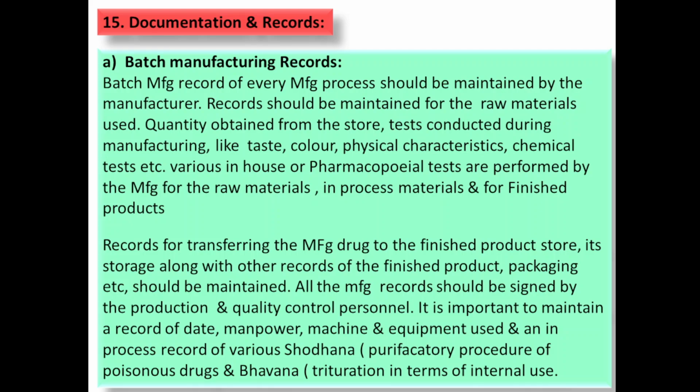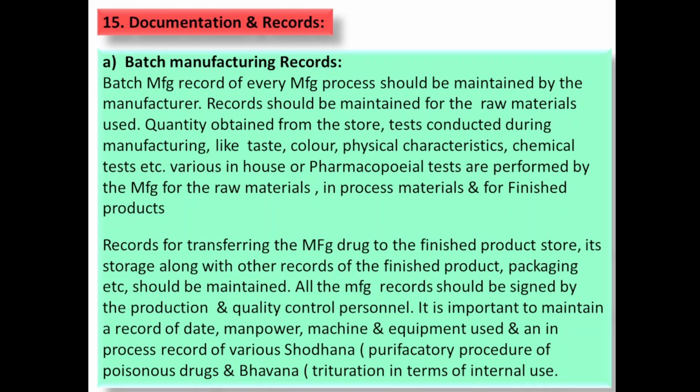Store and tests conducted during manufacturing, like taste, color, physical characteristics, and chemical tests which are performed, all the records should be maintained. Various in-house or pharmacopoeial tests are also performed for the raw material. Records for transferring the manufactured drug to the finished product store, its storage along with other records of finished product, and packaging should be maintained. All the manufacturing records should be signed by the production and quality control personnel.